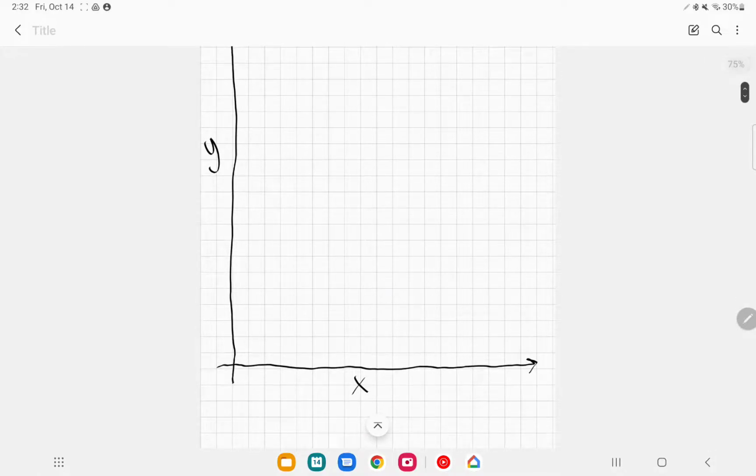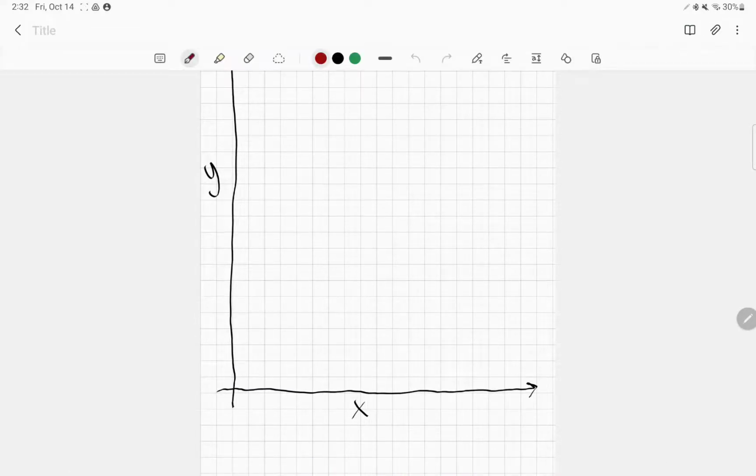So at 0, 1, that tells me that I don't go left or right, I just go up 1. That's going to be right there. Let's do this in red. So that is 0, 1, and then 2, 1 means I go over 1, 2, and then I go up 1. Then I connect those.